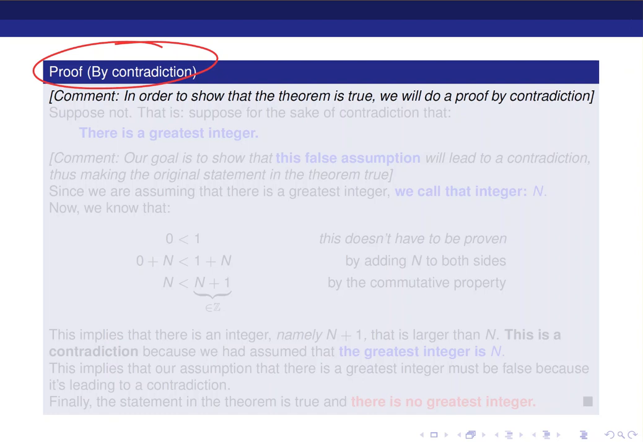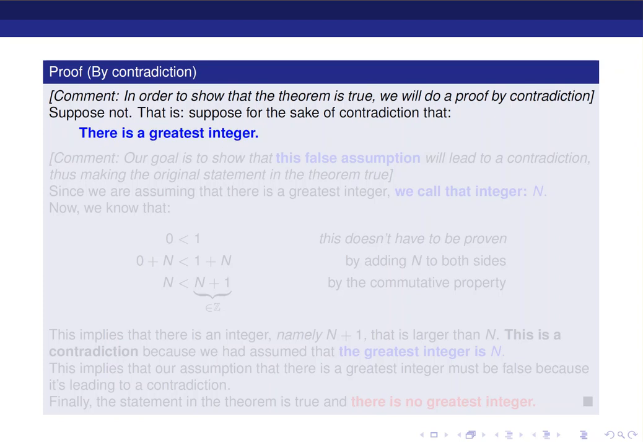I'm going to start by writing the words suppose not. And I'm going to explain what it means to suppose not. In this case, it means that I'm going to suppose, for the sake of a contradiction, that there's a greatest integer. Notice how I wrote the words for the sake of contradiction. In other terms, I'm telling the reader that this assumption is going to lead to a contradiction, meaning it will eventually become false. So its negation, which is the statement in the theorem, is going to be a true statement.